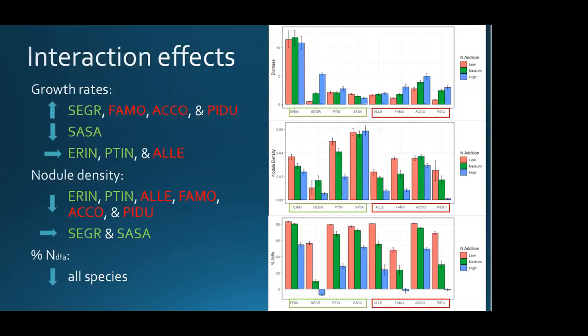Growth rates varied across species with nitrogen addition. Most species had a reduction in nodule density with nitrogen addition, and all species had a reduction in percent NDFA with nitrogen addition. These interactions help determine which fixation strategy each species is using.